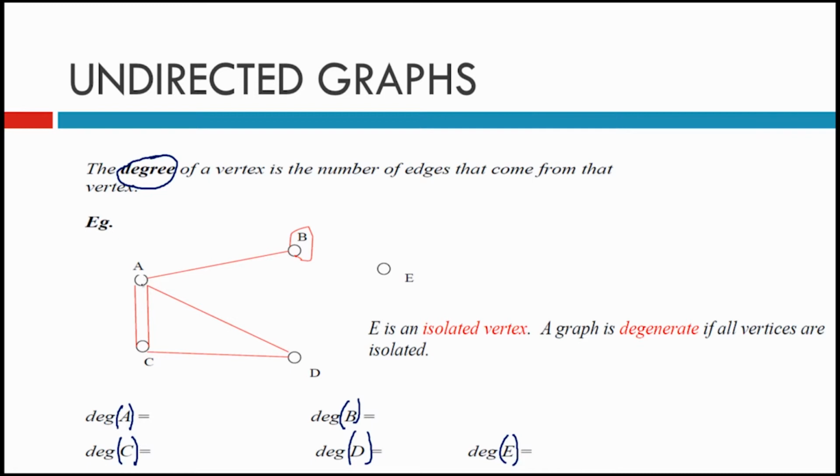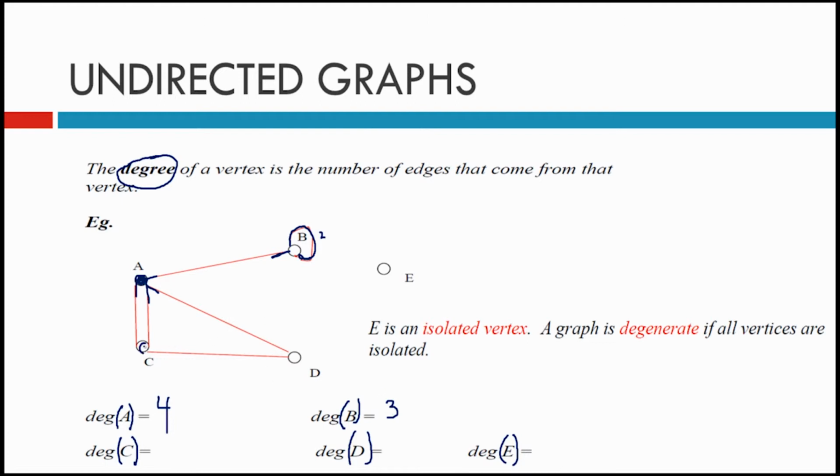With the degree of A, we just count how many edges there are coming off it. So we've got an edge there, another one here, another one there, and another one. That makes 4. So the degree of A is 4. If we look at B, B has a loop. The loop counts as 2. And then we also have another edge over here, so the degree of B is 3.